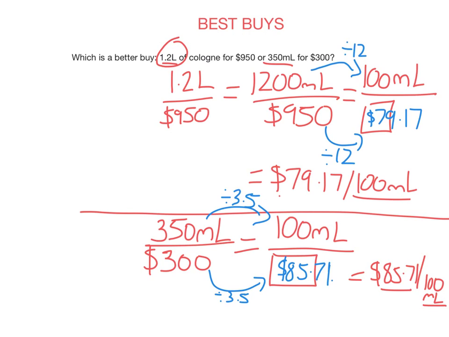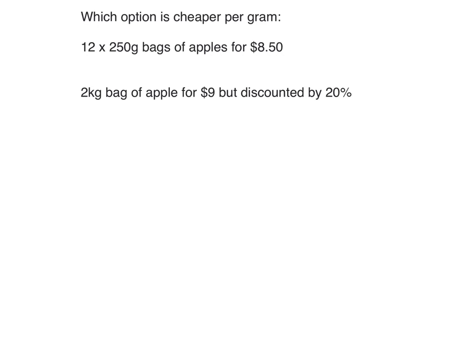All right, now I'm going to do just one more complicated example. Please pause and copy this down if you need it. Let's look at this example here. We have, again, 2 options, and we want to find which is the best buy. 12 250 gram bags of apples for $8.50 or 1 2 kilo bag of apples for $9, but the price is being discounted. Even though the question says which is cheaper per gram, we don't necessarily have to find the price per gram. We can find the price per 100 grams or per kilo or whatever.